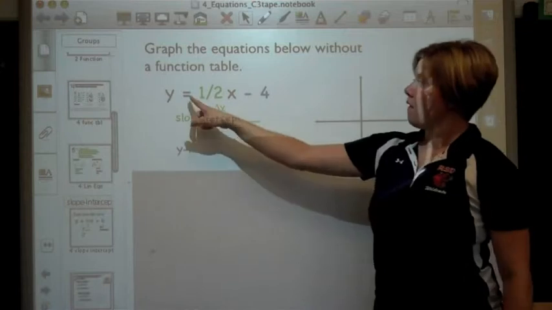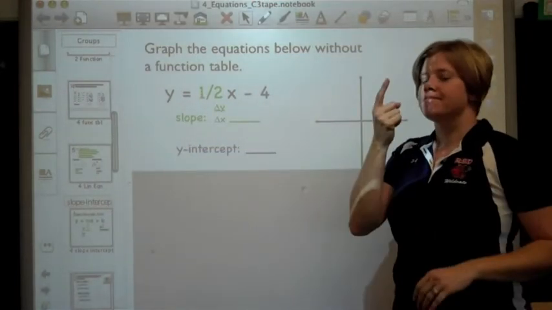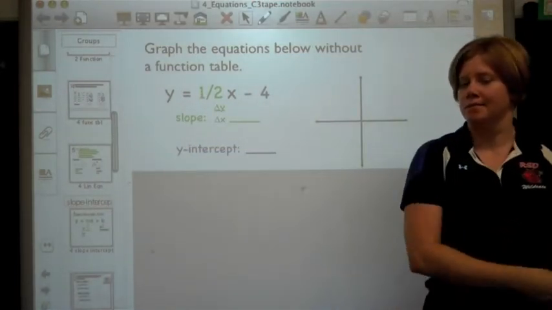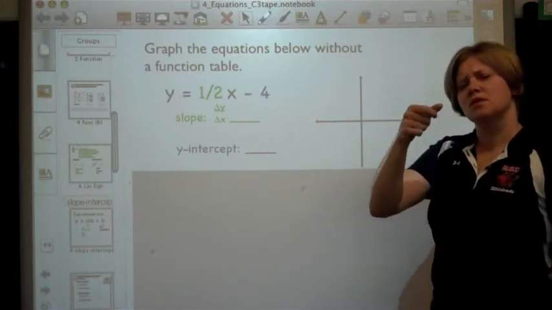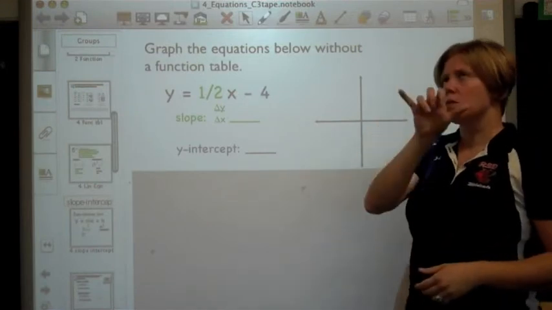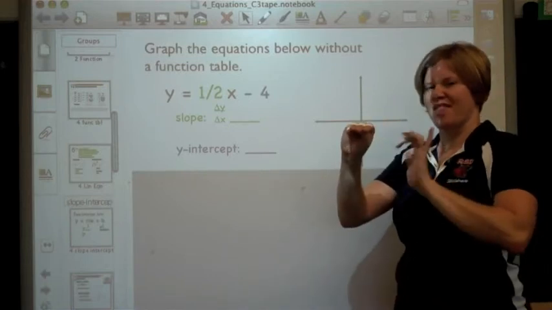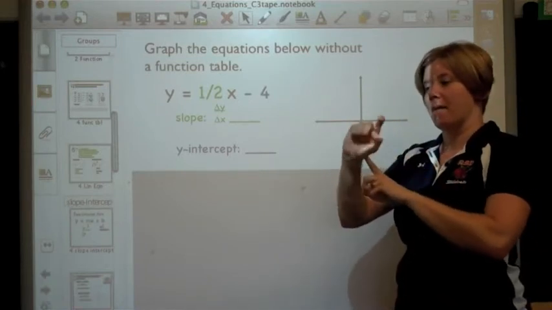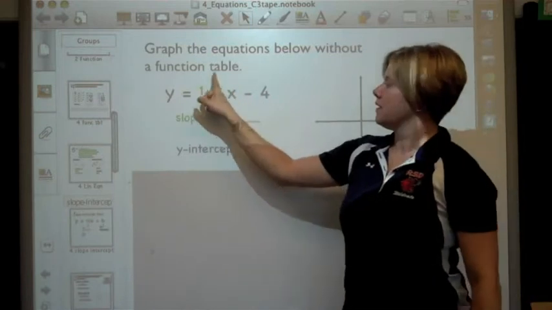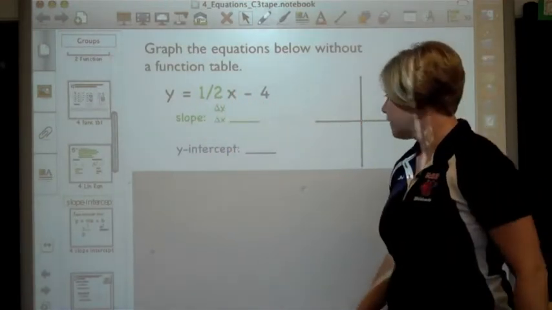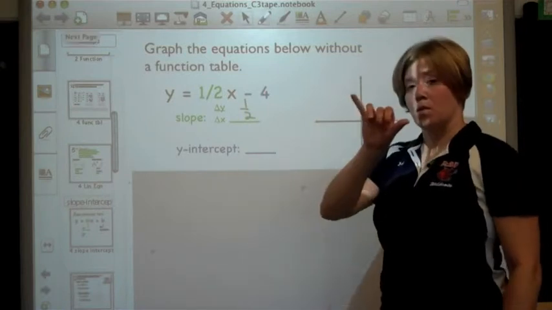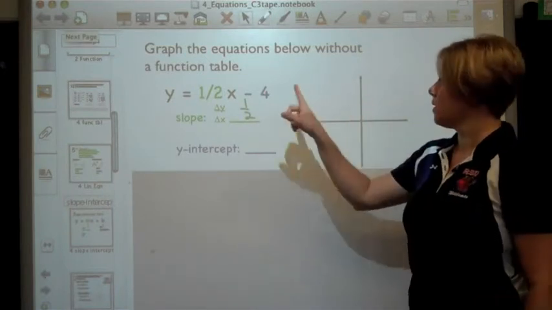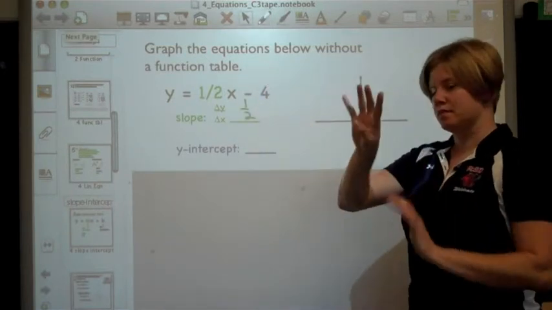So the directions say to graph this equation, but not to use a function table. So first, what you need to do is figure out what the slope is. So I know the formula, the slope-intercept form, y equals mx plus b, m, that's the slope. So m is right here. So a half, that's the slope. And then the y-intercept, well, that's b, which is at the end, a -4.